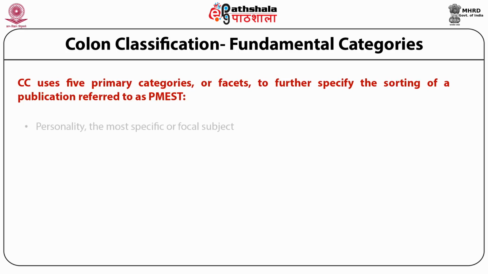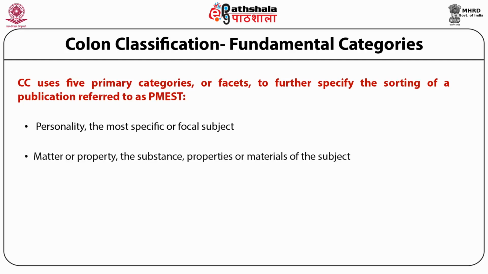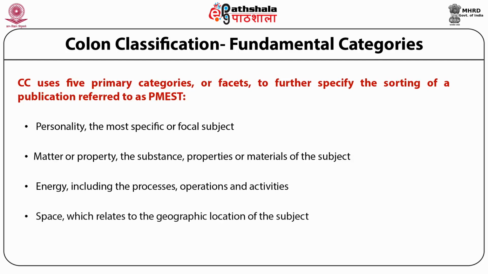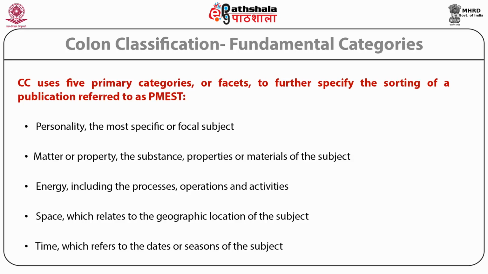P stands for personality, which is the most specific or focal subject of any document. M is matter or property, that is the substance, properties or materials of the subject. E is for energy, including the processes, operations and activities. S is for space, which relates to the geographic location of the subject. And lastly, T stands for time, which refers to the dates or seasons of the subject.